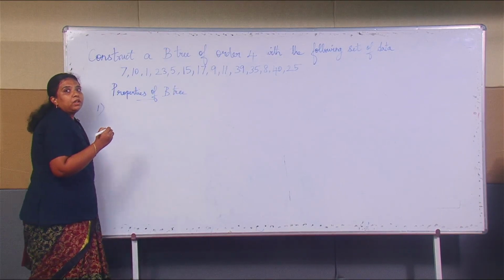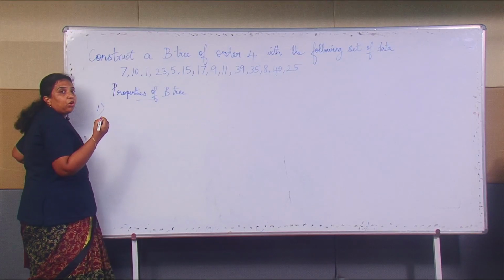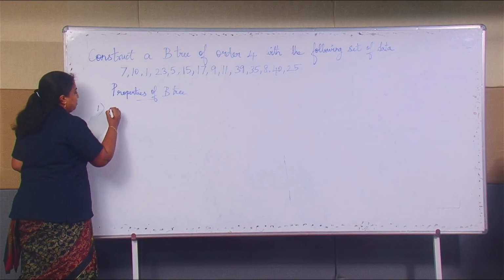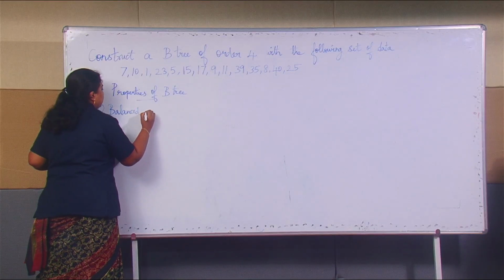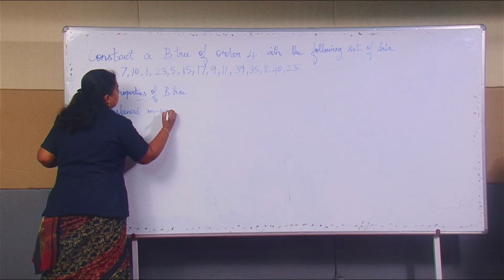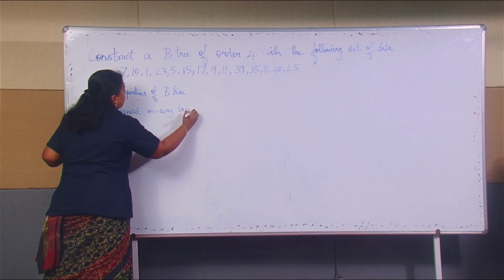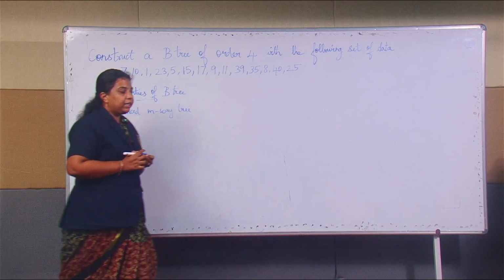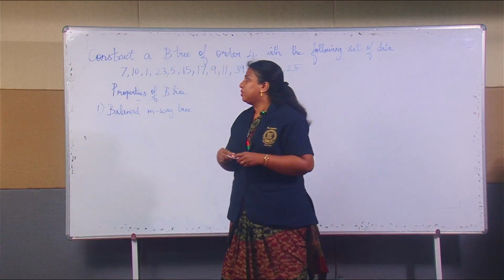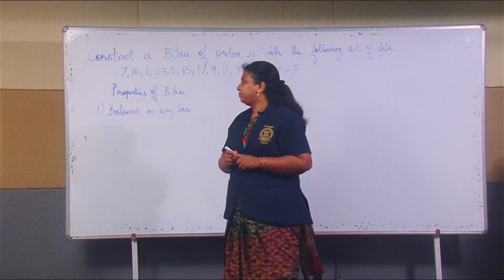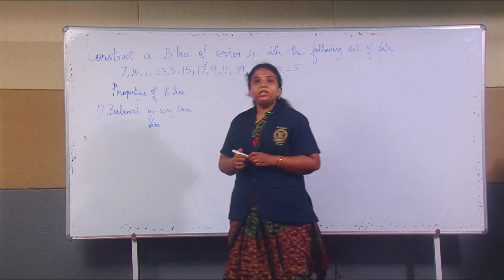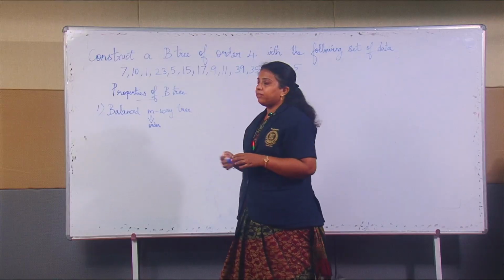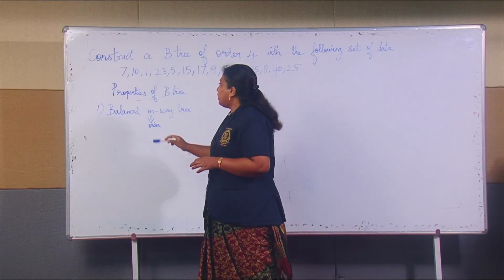So the first one, B tree is also called a balanced M-way tree. So this M stands for the order of the tree which is given. It can either be 3, 4 or 5 depending on the question which is given there. So M is the order.